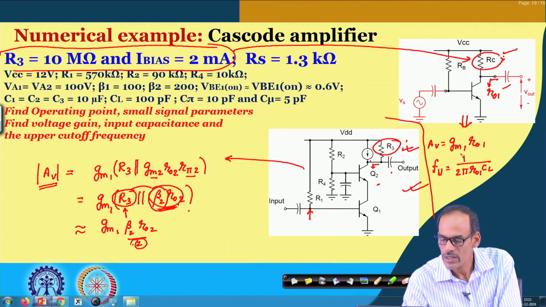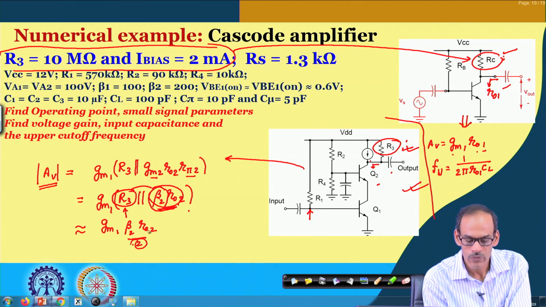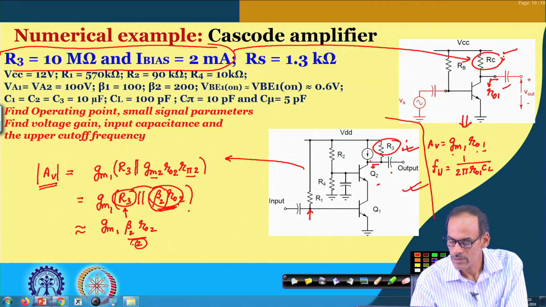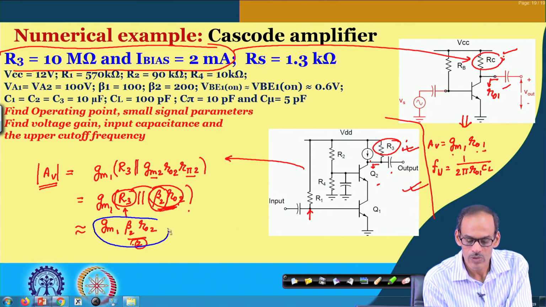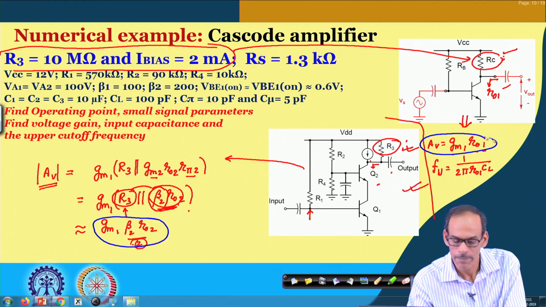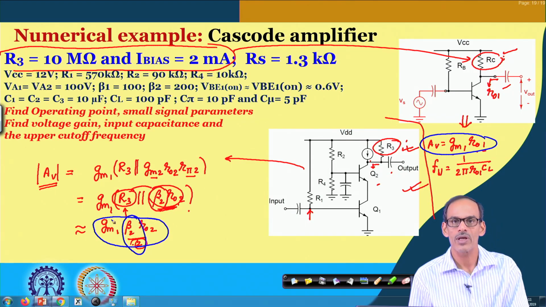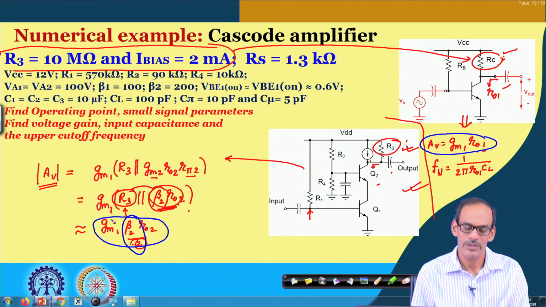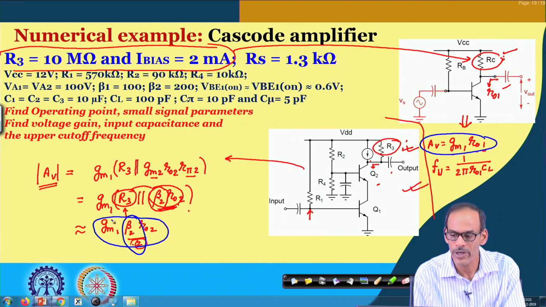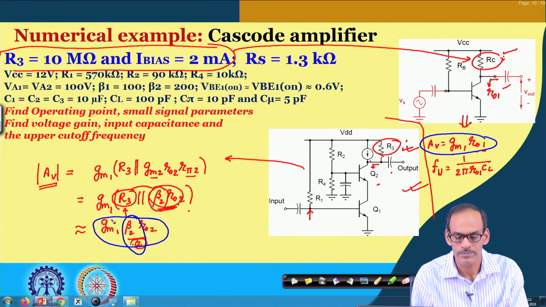On the other hand, here the gain is GM multiplied by RO1. So, if you compare this equation and that equation, beta by 2 is the factor by which you can enhance the gain. So, theoretically you can say that the gain of this cascode amplifier compared to a similar CE amplifier is higher by a factor of beta by 2.